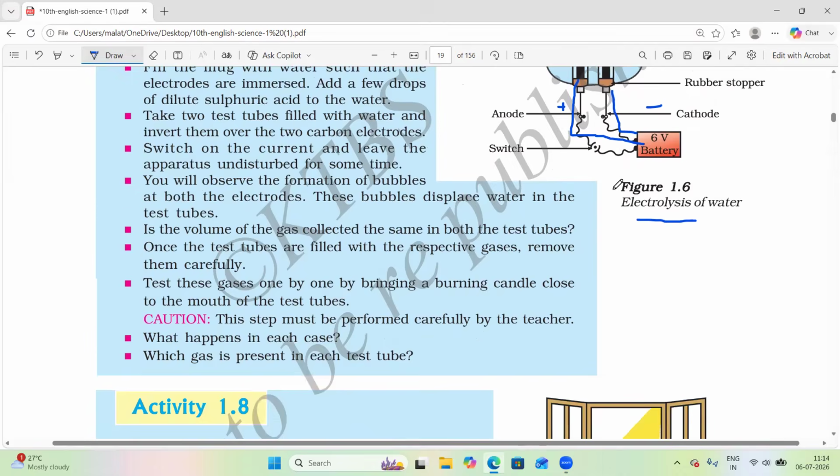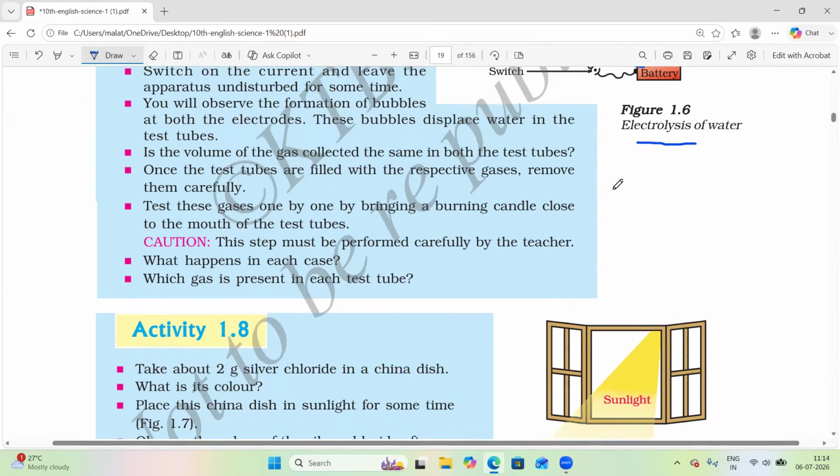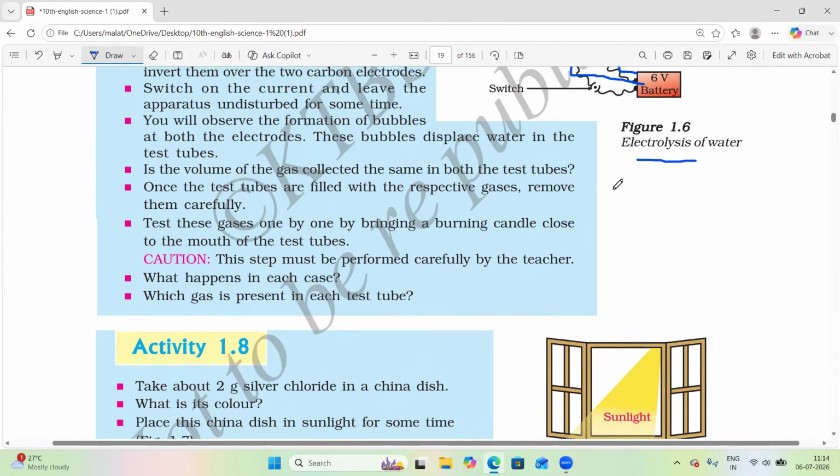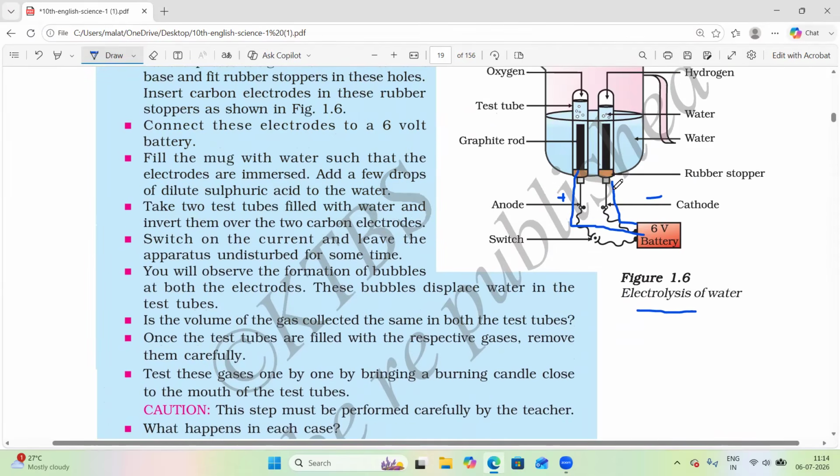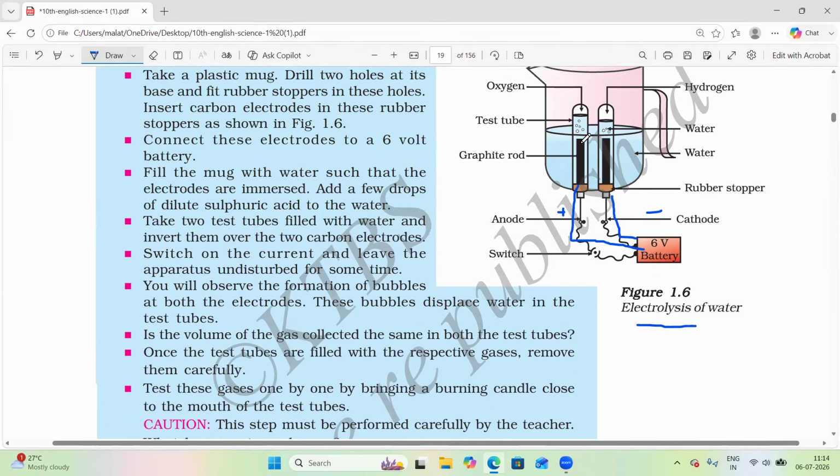Then what will happen? You just observe that there are two electrodes, the cathode and the anode. Here, if you take H2O water, what will happen? H2O is the formula for water. Hydrogen and oxygen gas will be present here. What is happening? H2O is going to break down and we get hydrogen and oxygen separately.